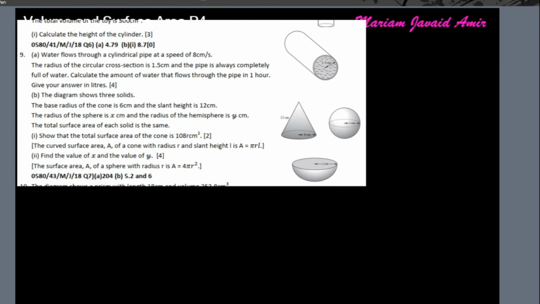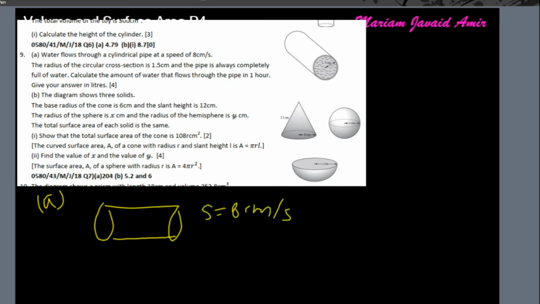Okay, next question, question 9, part A. Water flows through a cylindrical pipe at the speed of 8 centimeters per second. The radius of the circular cross section is 1.5 centimeters, and the pipe is always completely full of water. Calculate the amount of water that flows through the pipe in 1 hour. Give your answer in liters.